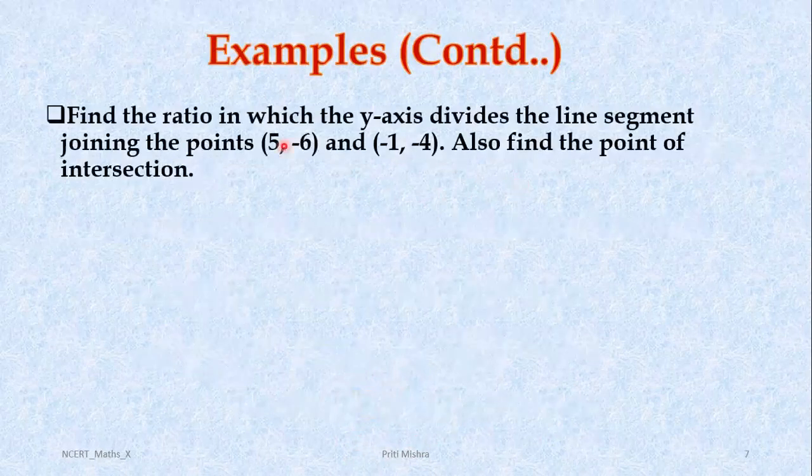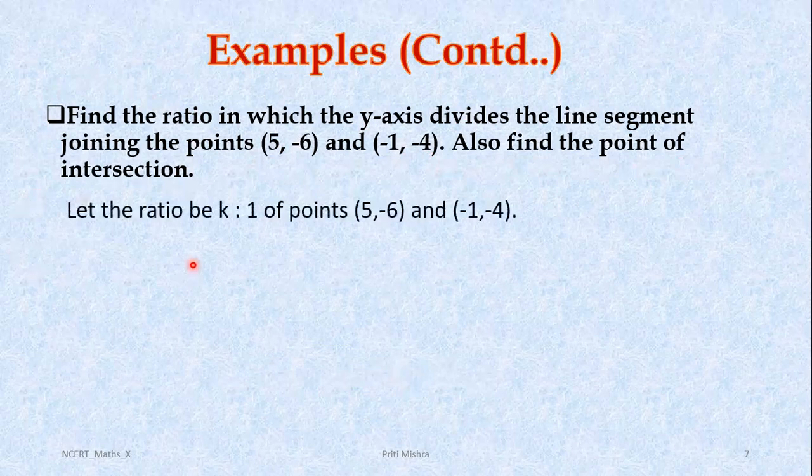Let's have another question. Find the ratio in which the y-axis divides the line segment joining the points (5, -6) and (-1, -4). Also find the point of intersection. So let the ratio be k is to 1 of the points (5, -6) and (-1, -4).